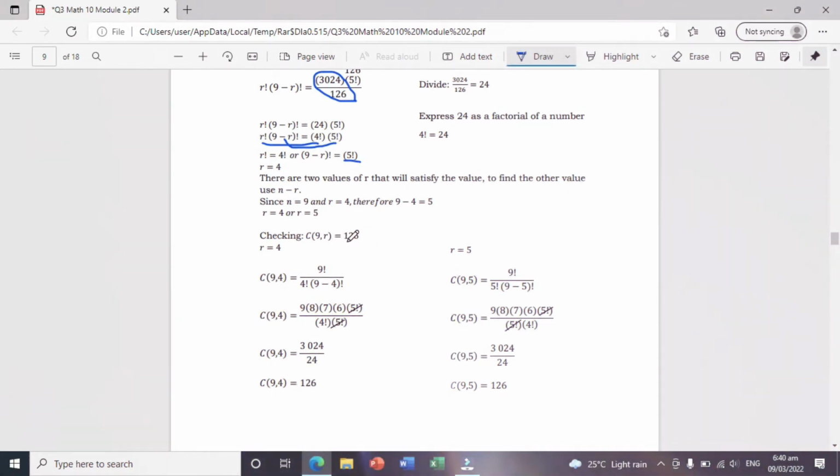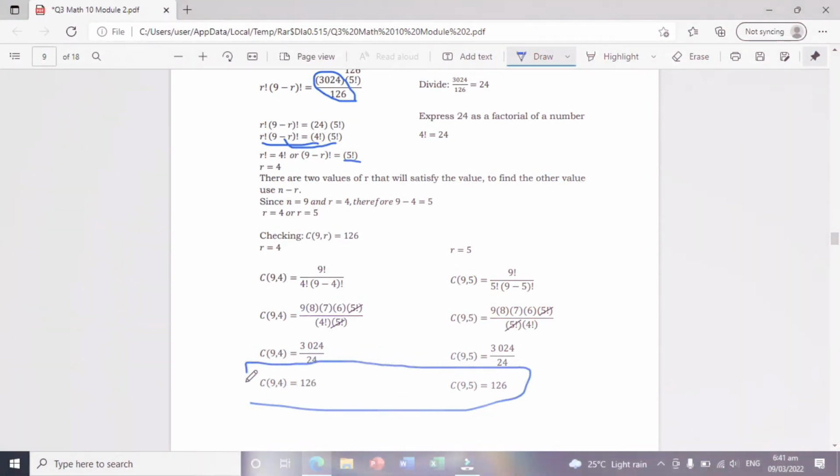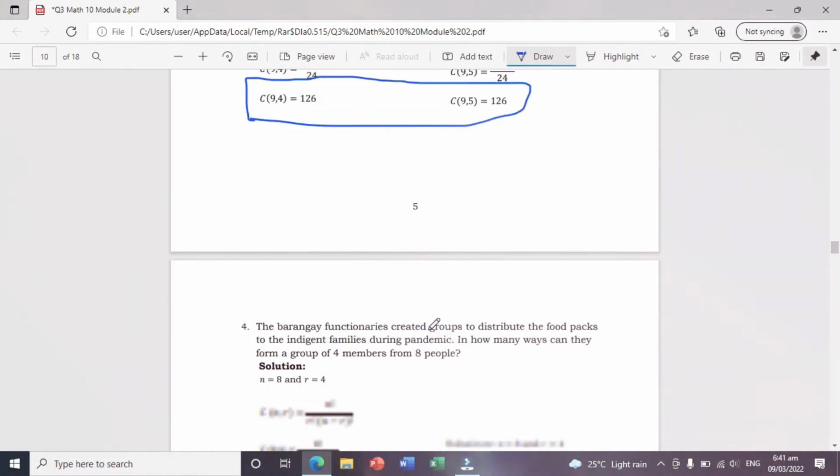C9,R equals 126. So, we have two values because R can also be 5, since 9 minus 5 is also 4 factorial. So, if you look at the solutions, it will come up with 126, whether R is 4 or 5.